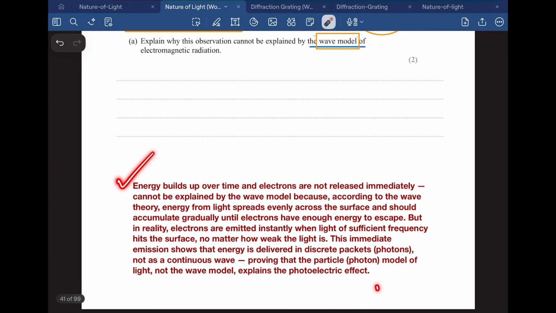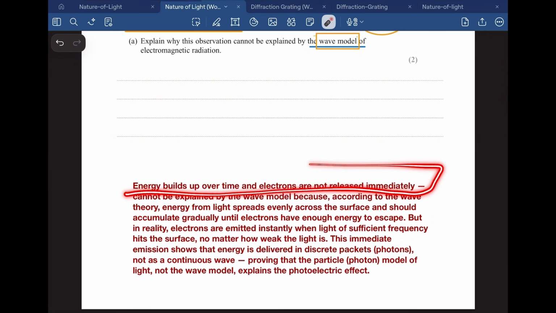That's what I have written as a note right here, which I have given for you guys to read. Energy builds up over time and electrons are not released immediately, which cannot be explained by the wave model. This cannot be explained by the wave model because, according to the wave model, energy from light spreads evenly across the surface and should accumulate gradually until electrons have enough energy to escape. So it will take time. But in reality, electrons are emitted instantly when light of sufficient frequency hits the surface.